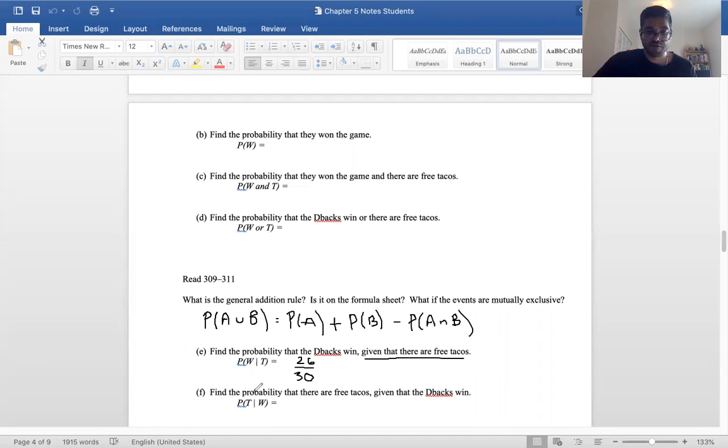Now, read the next one. Find the probability there are free tacos given that the Diamondbacks win. So now we're flipping around. Given that they won, there's 41 games in which they won. How many times did we give away free tacos? 26. And I want you to think about the relationship between these two, and what you think that could mean. Think about what that means.